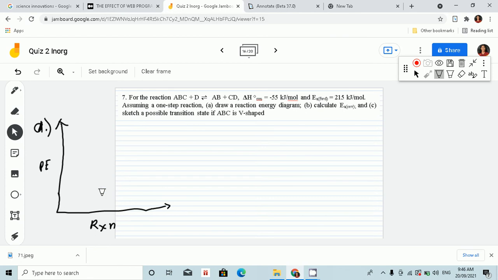Okay, so let's write that. We have it here, and then let's go to the transition state, and then we have the product. Let's write the starting material. So we have ABC plus D, and we have the product, which is AB plus CD.